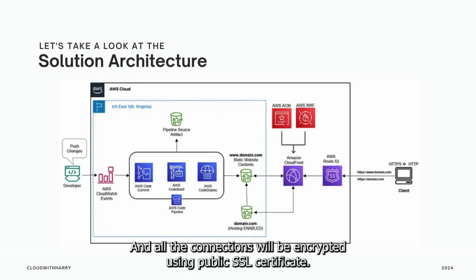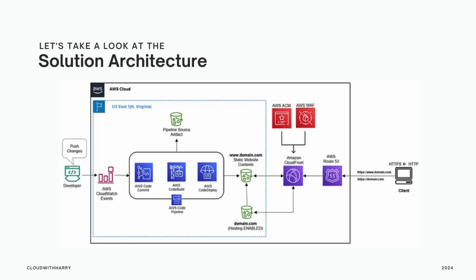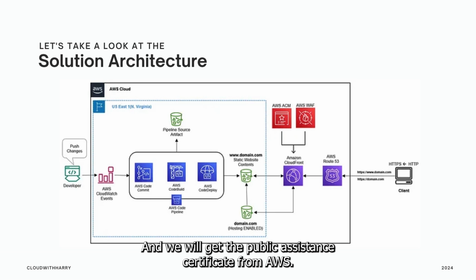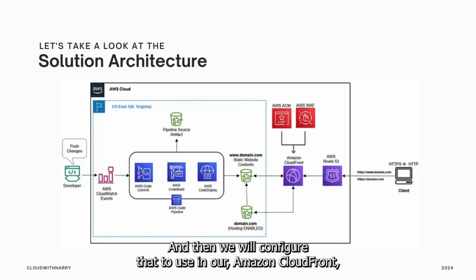And all the connections will be encrypted using a public SSL certificate. We will get the public SSL certificate from AWS Certificate Manager, and then we will configure that to use in our Amazon CloudFront, where we will distribute the content to users using HTTPS.